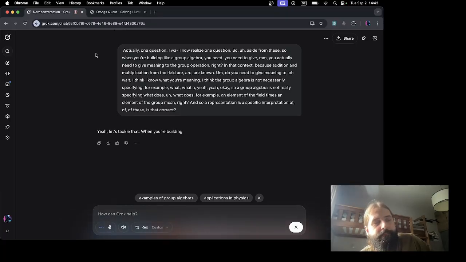Yep, you've nailed it. When you build a group algebra, like F[G], where F is a field and G is a group, you're creating a vector space where the group elements are basis vectors, and you can add them or scale them by elements of F. The field gives you addition and multiplication for the coefficients, and the group gives you a multiplication rule for the basis elements, i.e., the group operation, like g·h for g, h in G. But you're right, the group algebra itself doesn't define what it means for an element of F times an element of G to act on something. It just sets up the structure where group elements combine via the group operation and field elements scale things. A representation steps in to give a concrete interpretation.